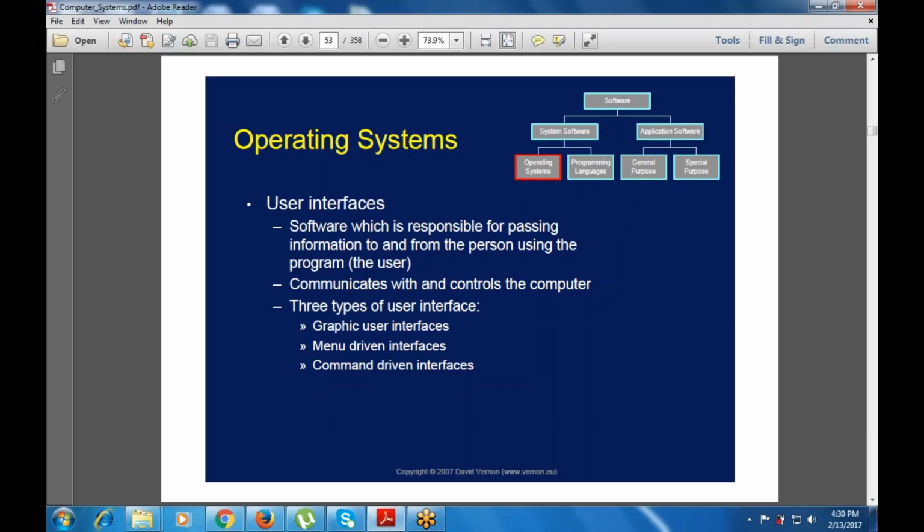The next is that it communicates with and controls the system. This is the user interface. And there are three types of user interfaces that are used: one is a graphical user interface, one is a menu-driven interface, and one is a command-driven interface.